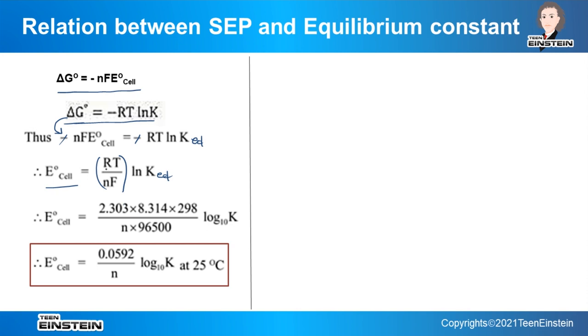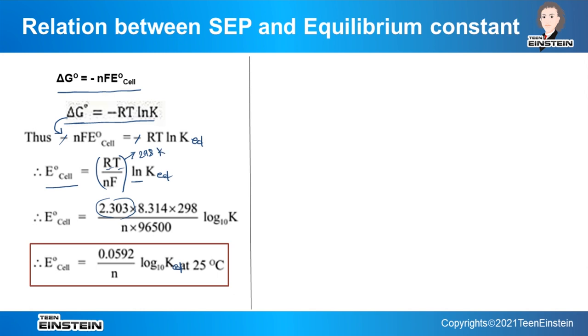Now put the values of R, T, F, and ultimately it will reduce to 0.059 by n log 10 K, because when we have changed ln to log, we have to multiply by 2.303. So this is the relationship between the equilibrium constant and electrode potential at 25 degrees centigrade. Remember, it is always 25 degrees centigrade because we have considered it 298 Kelvin.